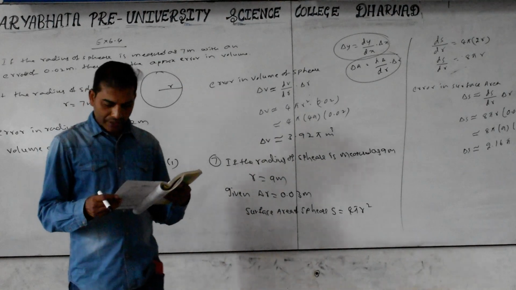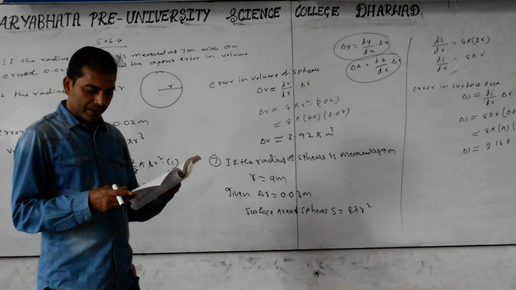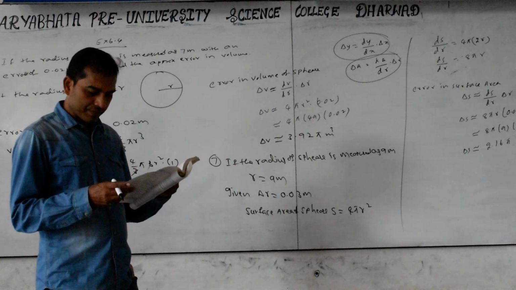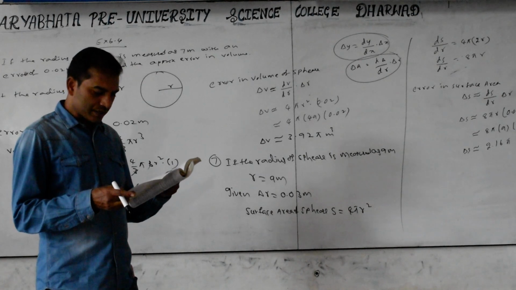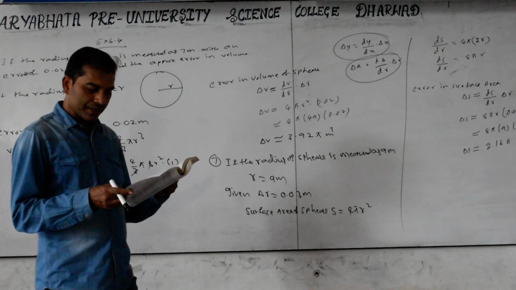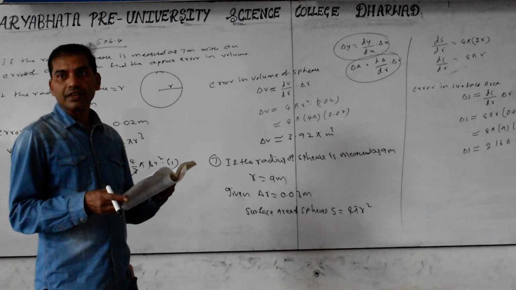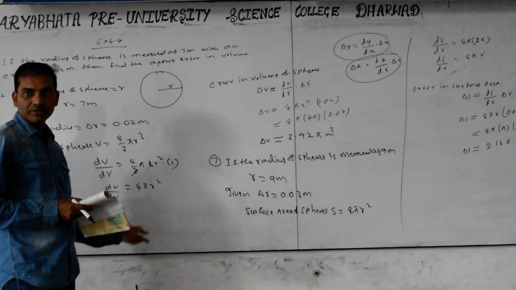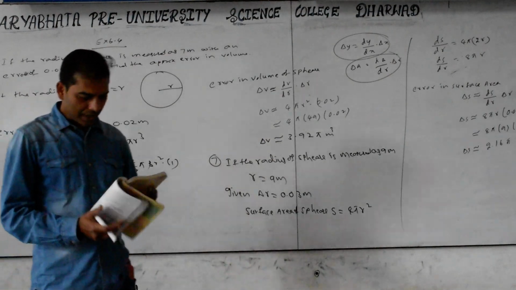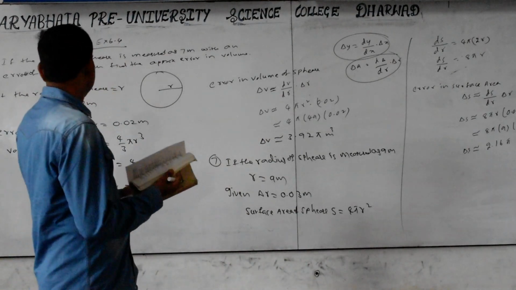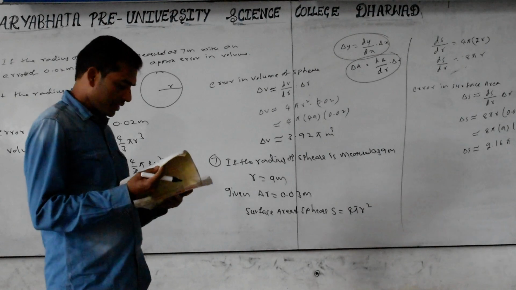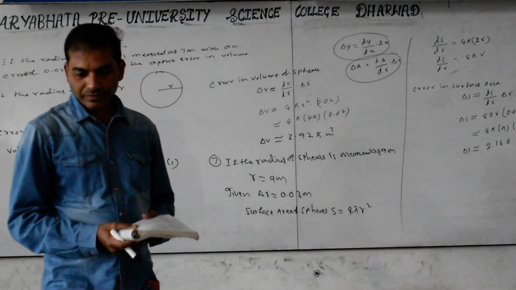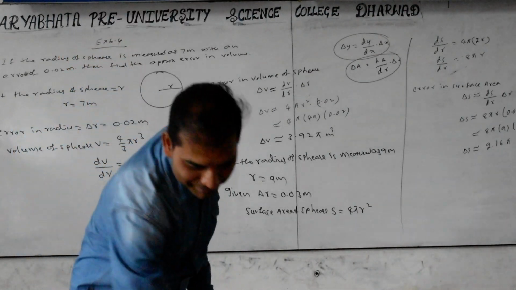Example 25 is homework. If the radius of a sphere is measured as 9 cm with an error of 0.03 cm, find the approximate error in its value. Like this model, you try it yourself. Next, questions number 6, 7, 8.